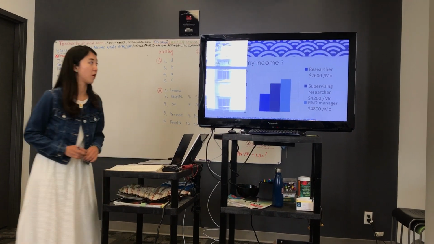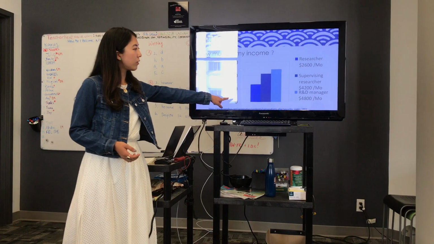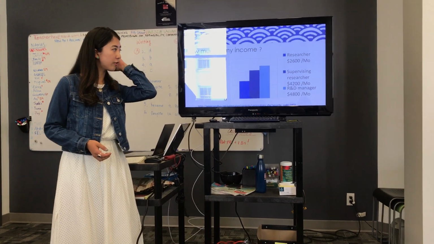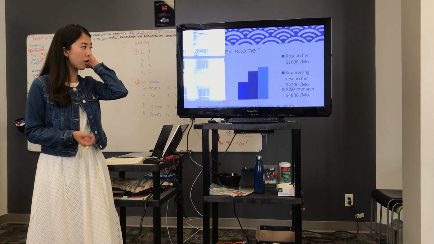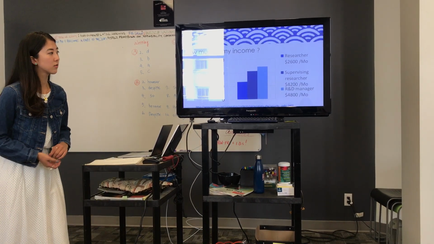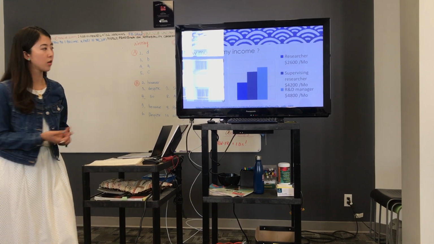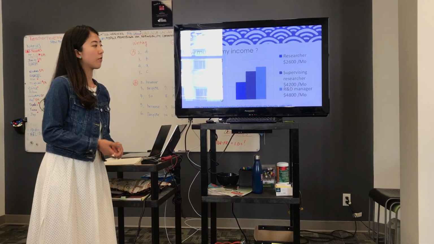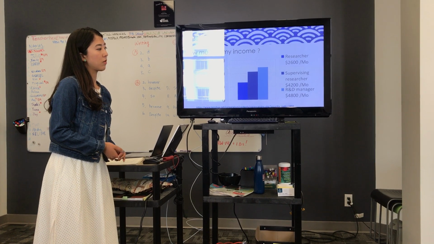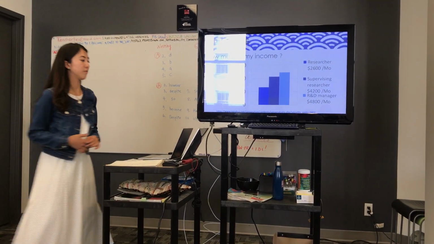Next one is price. How much is my income? In the beginning, I will be a researcher. Then I will earn $2,600 per month. Then I will be promoted to supervising the researchers. Then I will be an R&D manager, probably earning $4,800 per month.